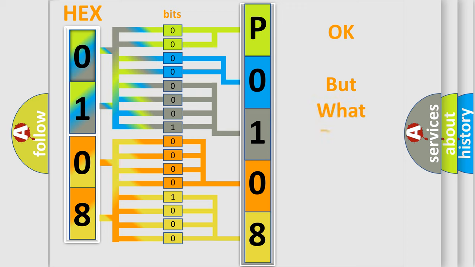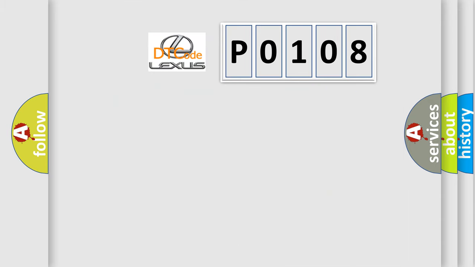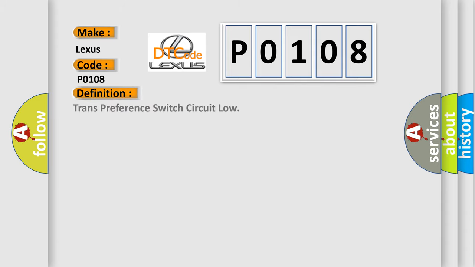The number itself does not make sense to us if we cannot assign information to what it actually expresses. So, what does the Diagnostic Trouble Code P0108 specifically interpret for Lexus, car manufacturers? The basic definition is trans preference switch circuit low. And now this is a short description of this DTC code.